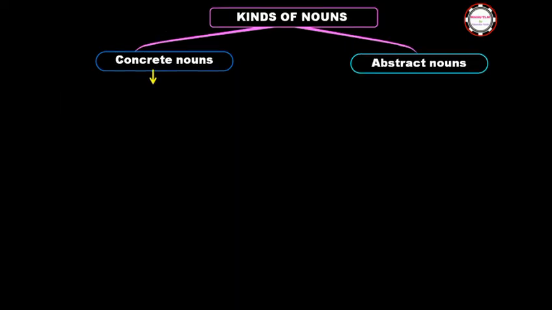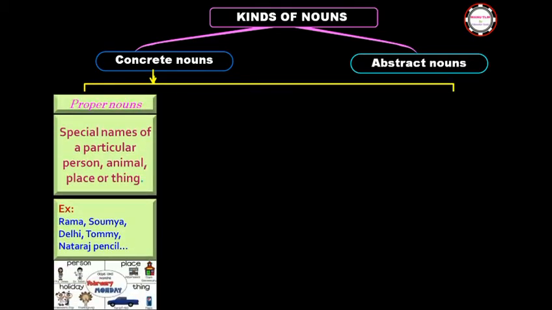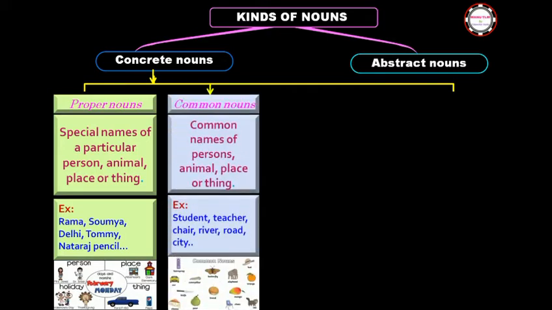The concrete noun is further divided into four types. First one, proper noun. Proper noun means special names of a particular person or animal or place or thing. Example: Rama, Soumya, Dindi, Tommy. Next, common noun. Common noun is a name of a common person or animal or place or thing: student, teacher, chair, river, road, city, insects.